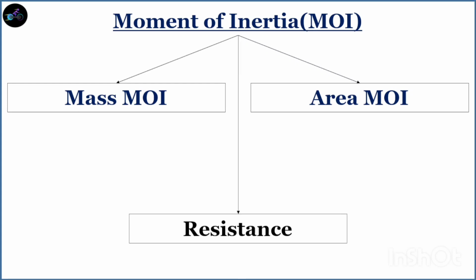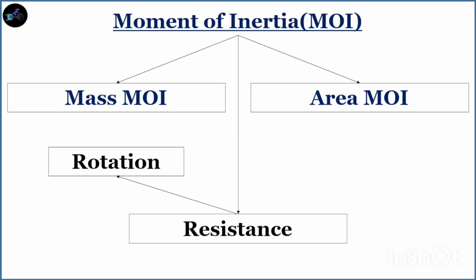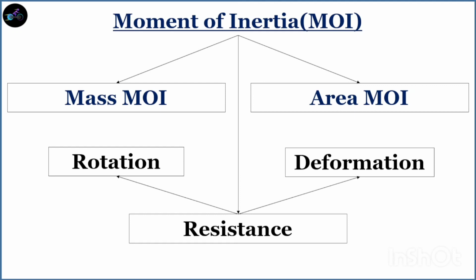Now inertia can be interpreted as resistance. So when we talk about the mass moment of inertia, it can be said as a resistance to rotation, and when you talk about the area moment of inertia, we can say it as a resistance to deformation.